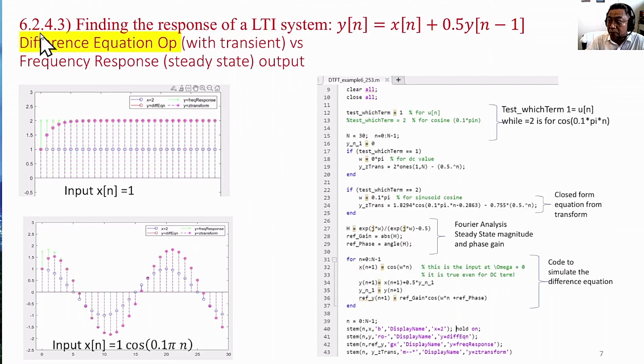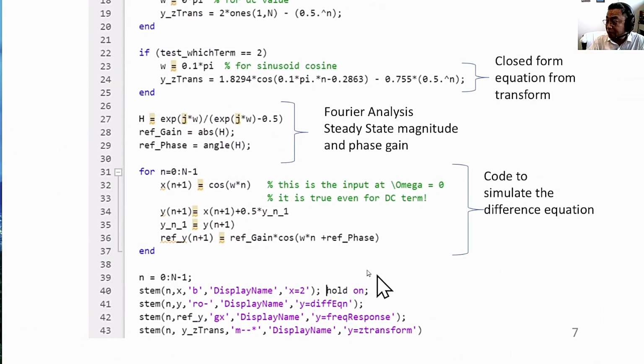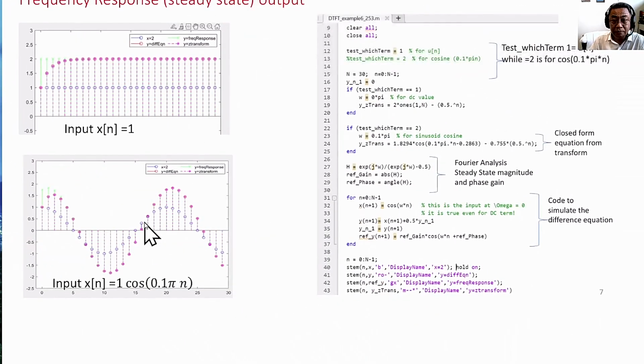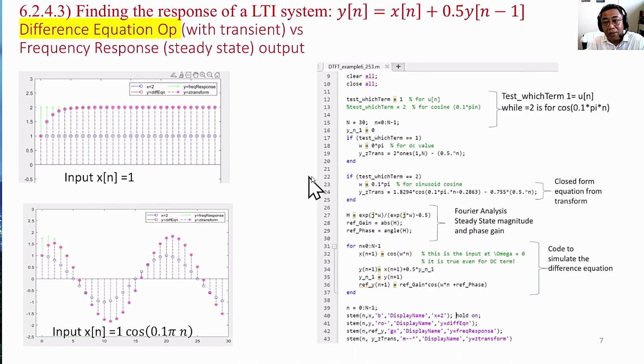This is 6.2.43. We're now going to find the response of the same difference equation, but this time we're going to use the difference equation. By using the difference equation, basically it means that we are going to write a code to simulate the output. We'll now show you how it's done on this part of the figure, which is basically a MATLAB code. You can also use a Python code.